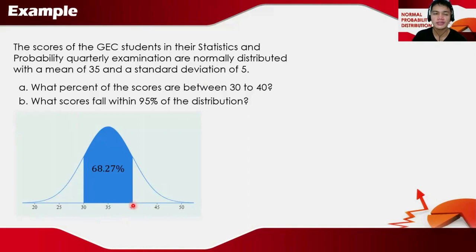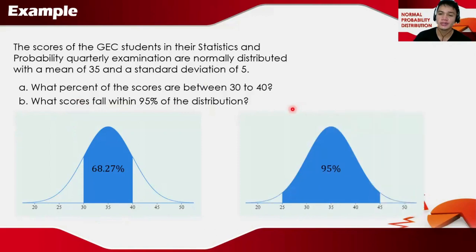How about to answer letter B? What scores fall within 95% of the distribution? When we plot it, it looks like this. So the scores between 25 to 45 fall under 95% of the distribution.